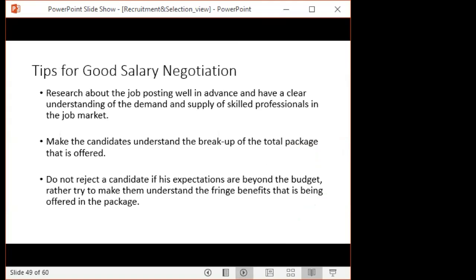Next topic, tips for good salary negotiation. Under that, first point, research about the job posting well in advance.